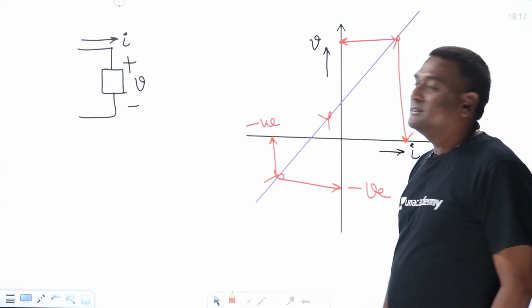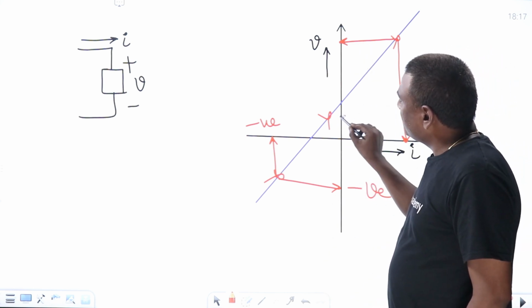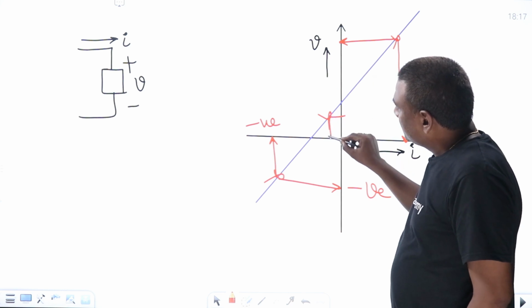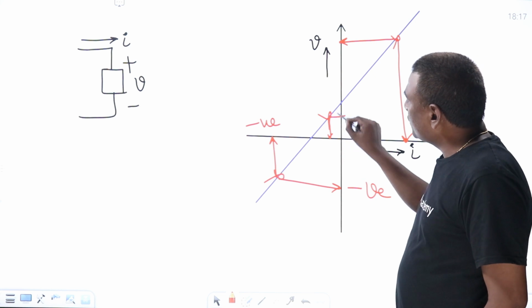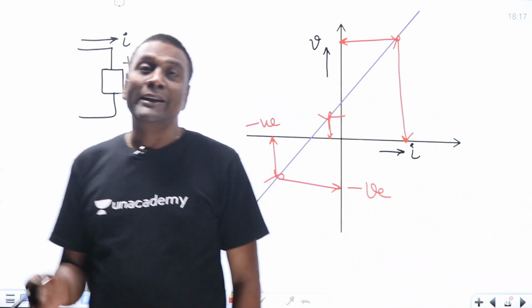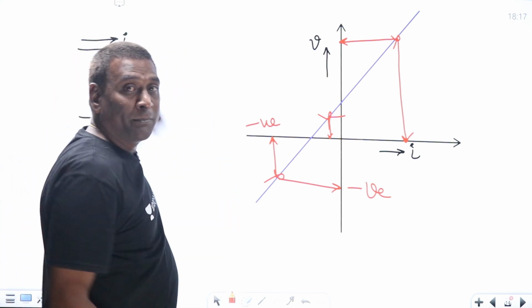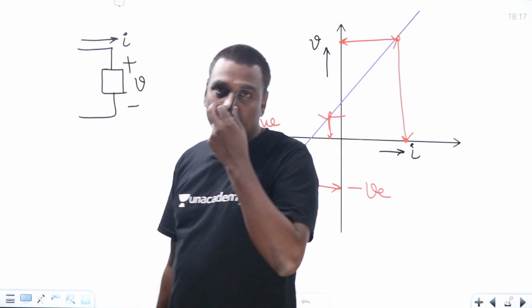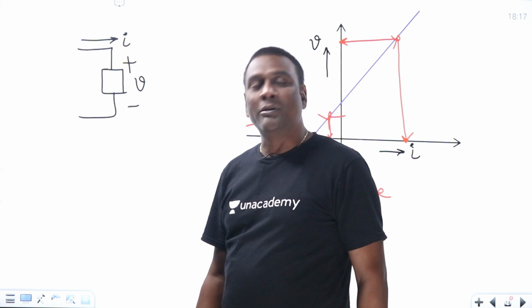And if the operating point is here, voltage magnitude is positive but current magnitude is negative. So if you operate at this point, voltage multiplied by current is going to be negative, meaning that the absorbed power, by passive sign convention, is going to be negative, meaning that it is actually delivering power.